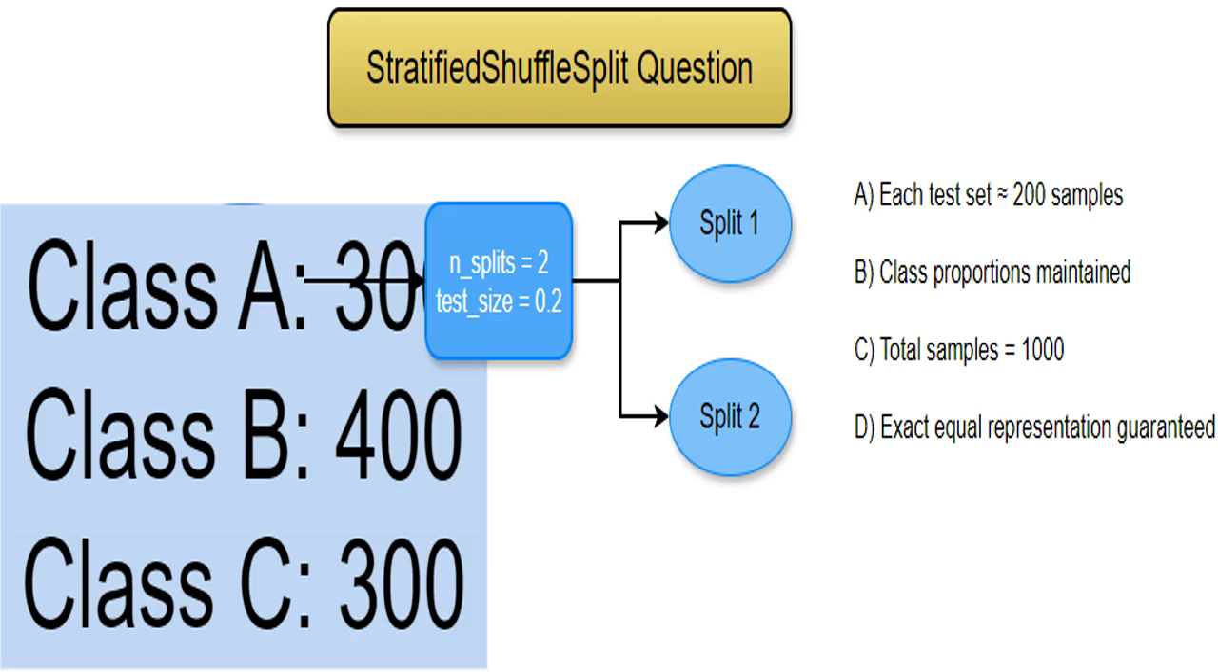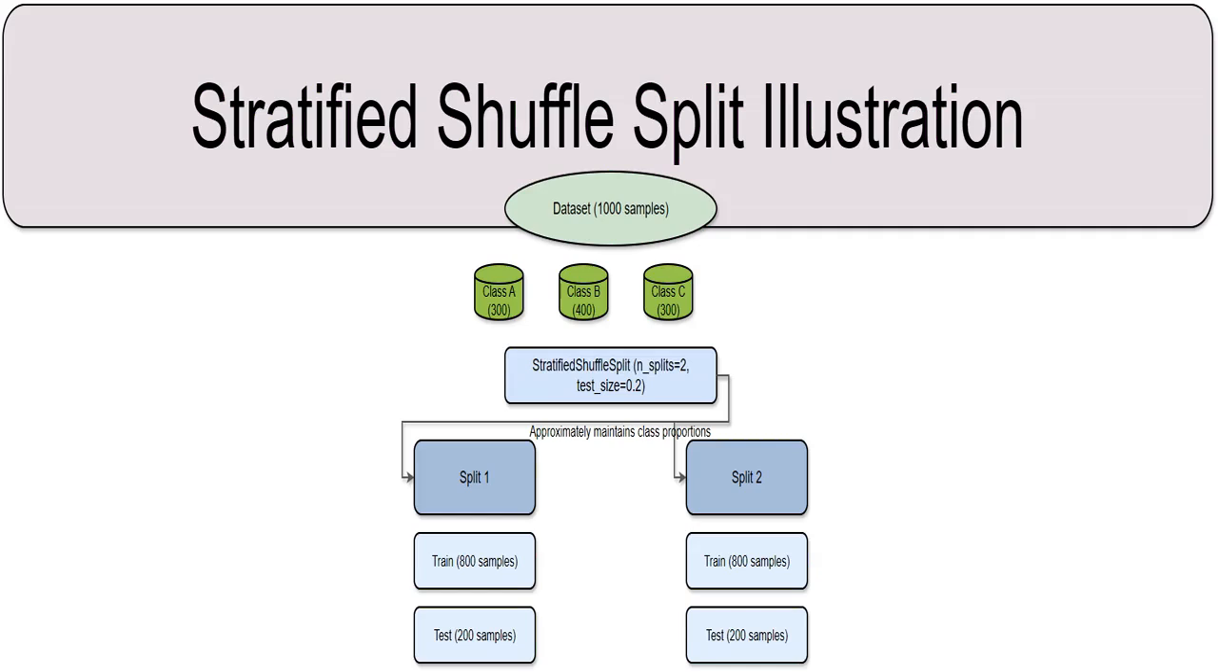N_splits equals 2 means I will get 2 train test splits. Test_size equals 0.2 means each test set will be approximately 20% of the data. I'll use this to show how the stratified shuffle split function in scikit-learn works.